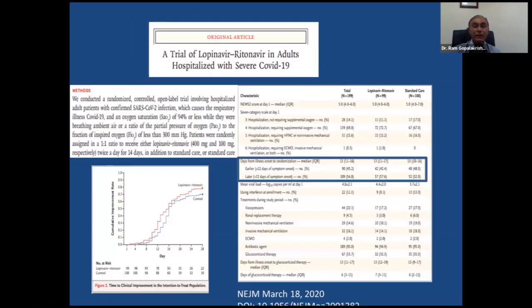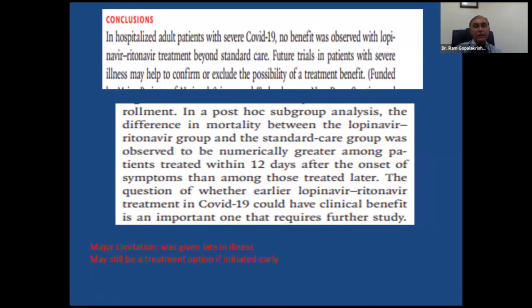But luckily for this particular drug, we have reasonably good data. This is a randomized controlled open label trial in actually pretty sick patients. Your oxygen saturation had to be less than 94, or the PaO2/FiO2 should be less than 300. Interestingly, the majority of these patients got enrolled more than 12 days after symptom onset, which is fairly late in the course of the disease. The conclusion was that there was no difference between lopinavir, ritonavir, and controls. And therefore, this was a negative trial.